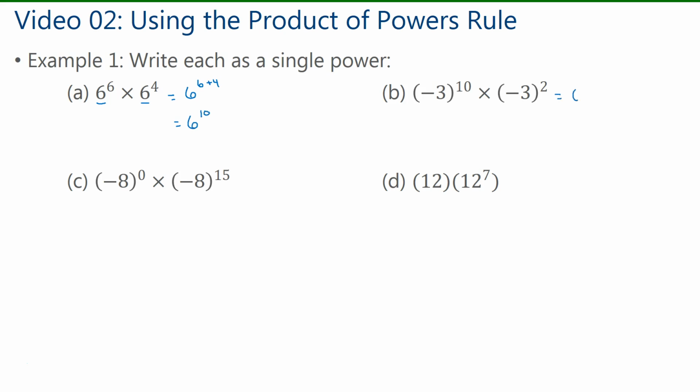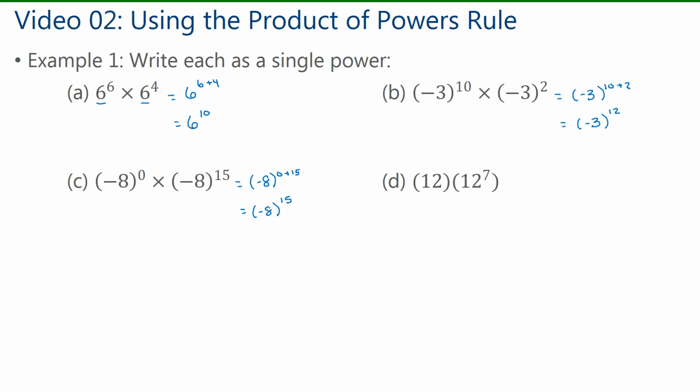Now for B, I need to add together 10 plus 2, which is 12, making sure you keep brackets around the base since it's negative. And for C, I add together 0 plus 15, which is just 15.